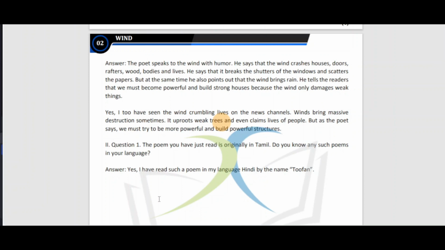So next, the poem you have just read is originally in Tamil. So do you know such other poems in this language? Yes, in Hindi we do have one more poem related to that, and the name of that poem is Tufan.